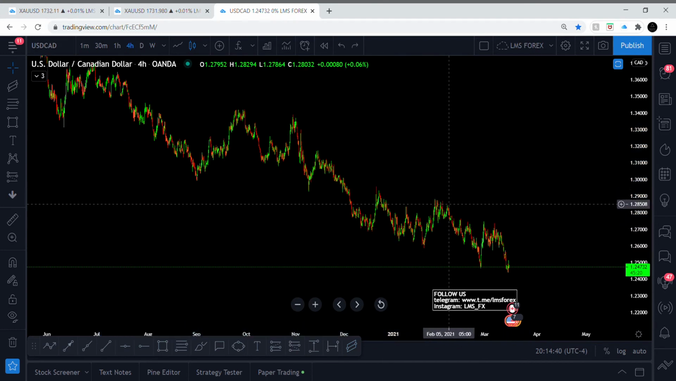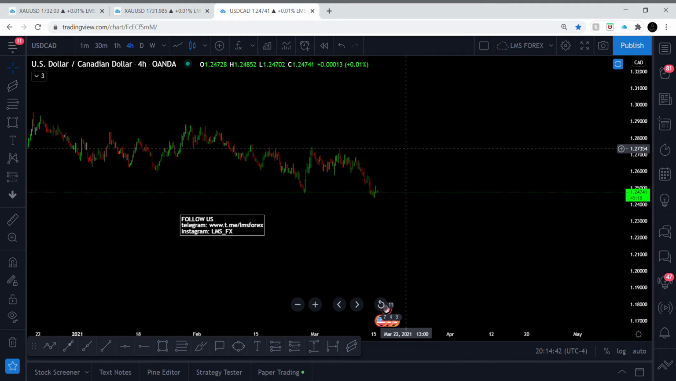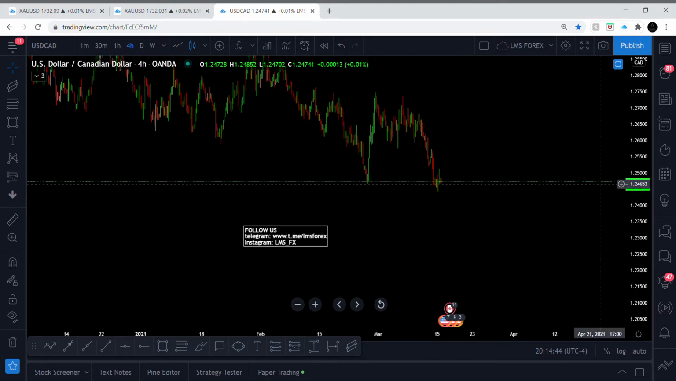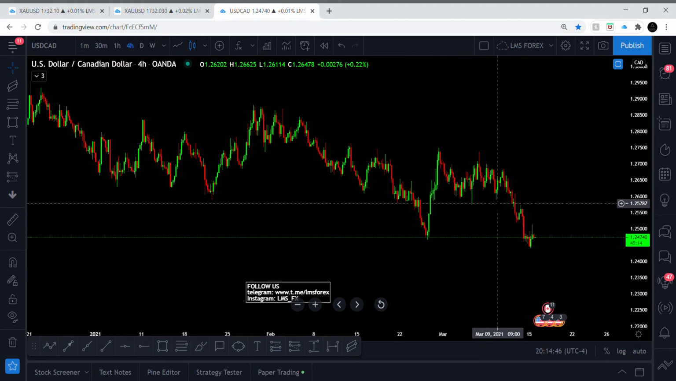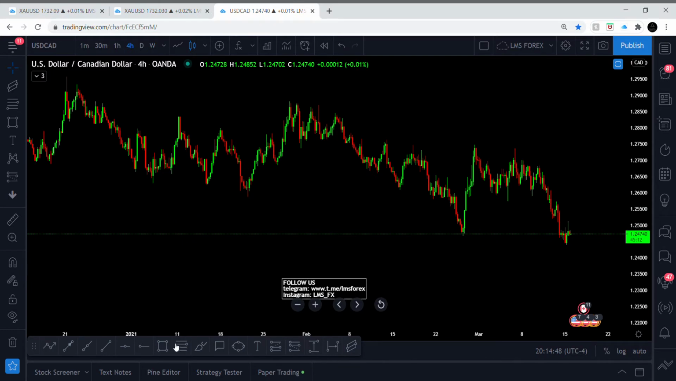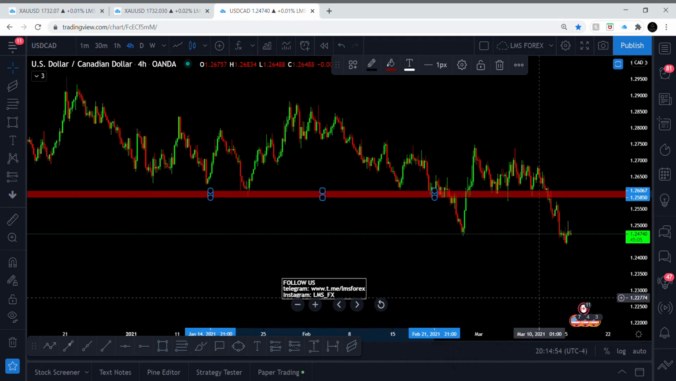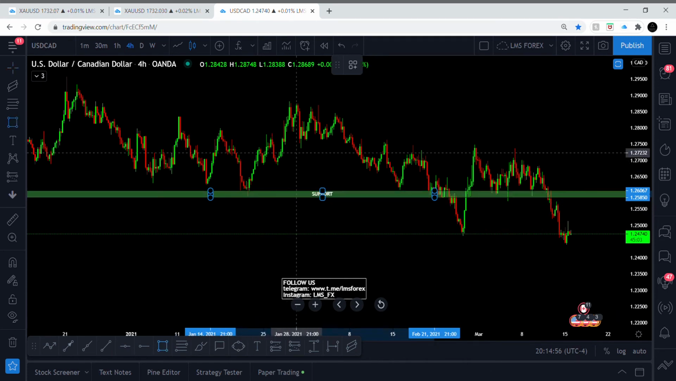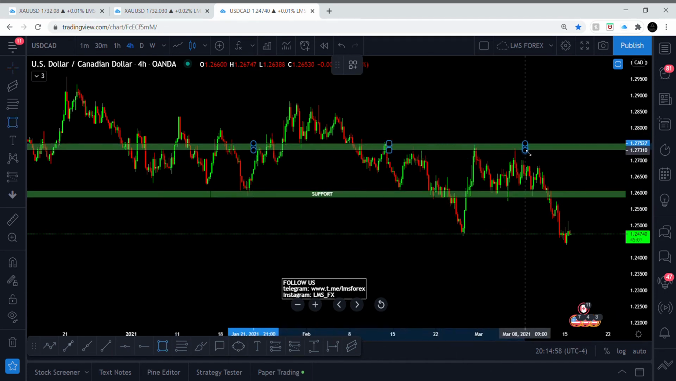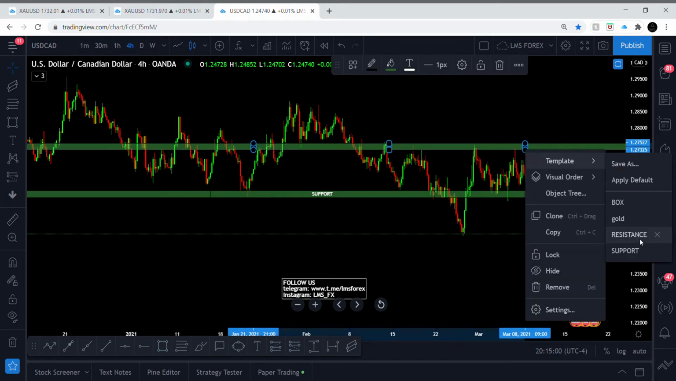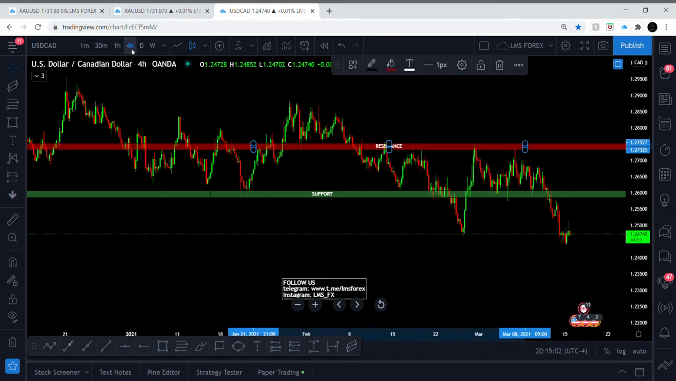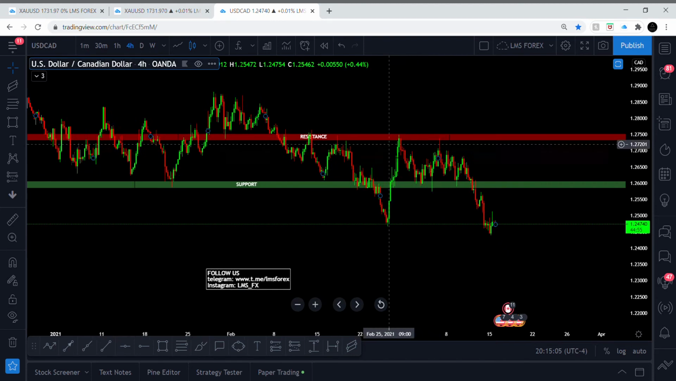Okay. Now, the next thing we have to do is look for levels of a structure that has been tested multiple times. So here clearly I see a level of support, right? And I also see a level of resistance in here. So those are my two levels that I'm marking. Again, I'm in the 4 hour time frame. I like to look for this.